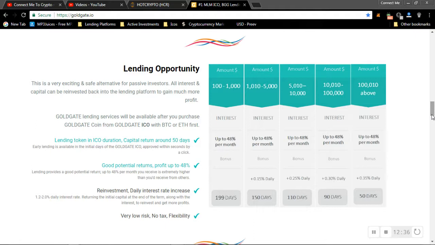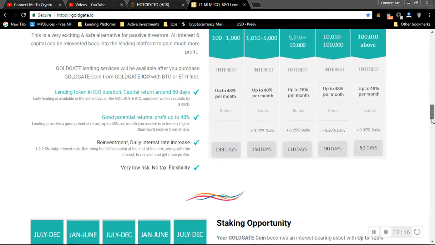So the first loan lasts for 199 days, and that's from 100 to 1,000. 1,000 to 5,000, it's 150 days. Then you have 5,000 to 10,000, that's 110. 10,000 to 100,000 is 90 days, and 100,000 and above is 50 days. You'll actually receive your capital back.